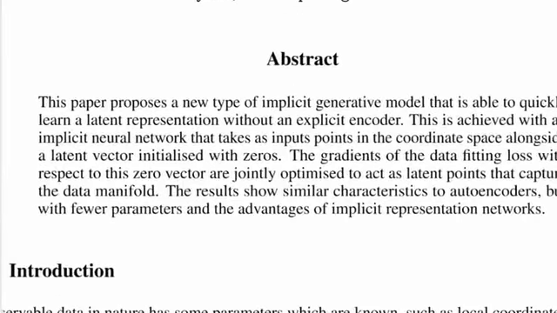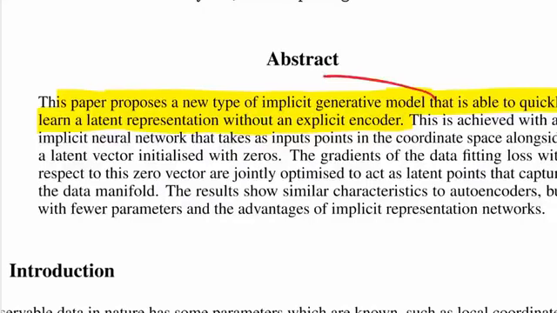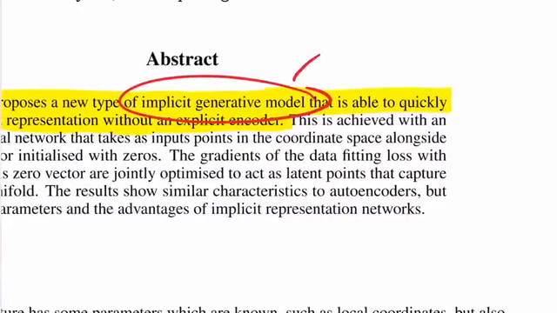Okay. So the abstract says, this paper proposes a new type of implicit generative model that is able to quickly learn a latent representation without an explicit encoder. So for that, you need to know what an implicit generative model is. And I've covered one type of implicit generative model, specifically the type that they're using here, what they're called siren. So sirens are implicit representation networks. And I've made a video about sirens, so if you don't know what that is, go look it up.